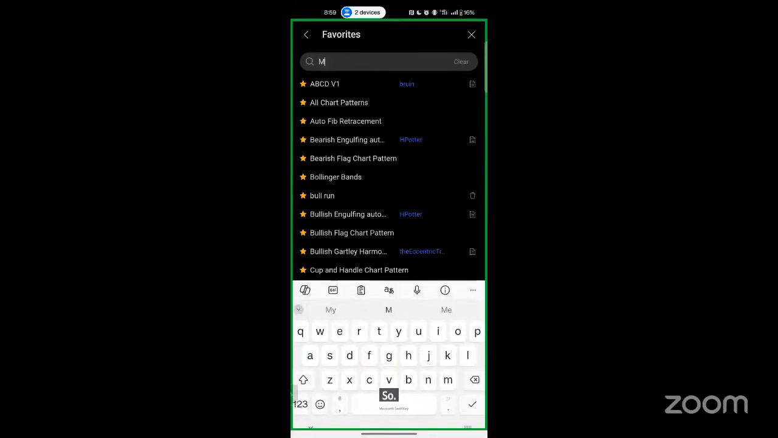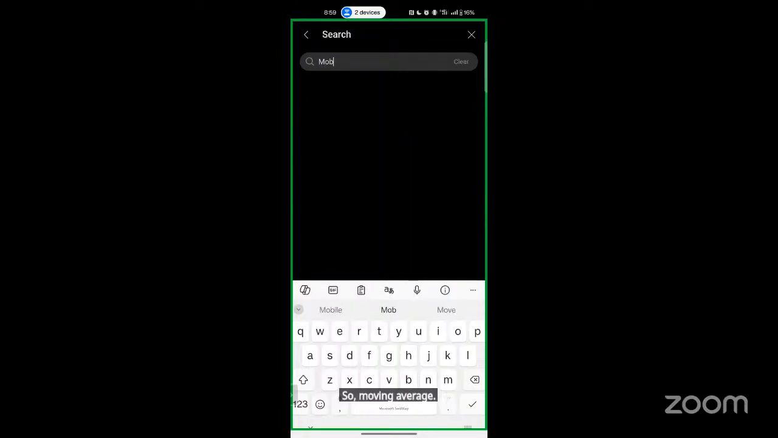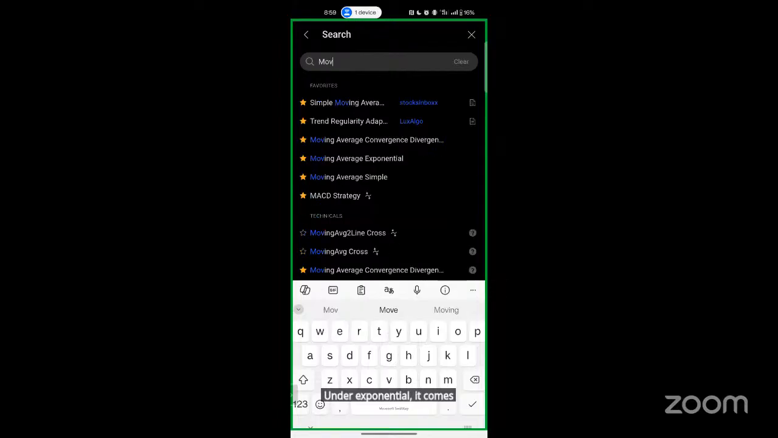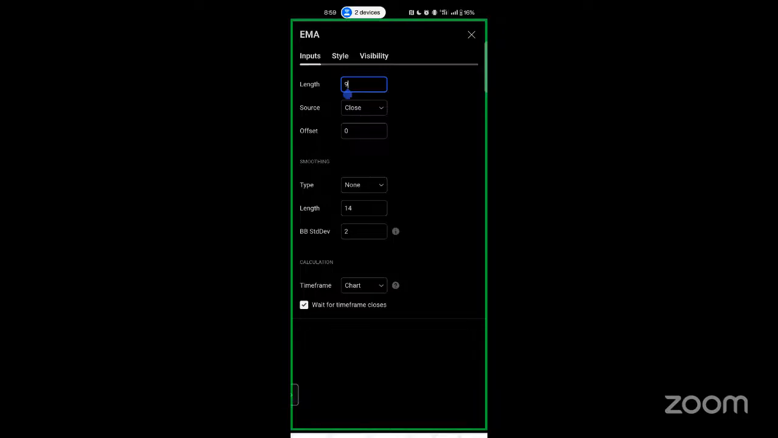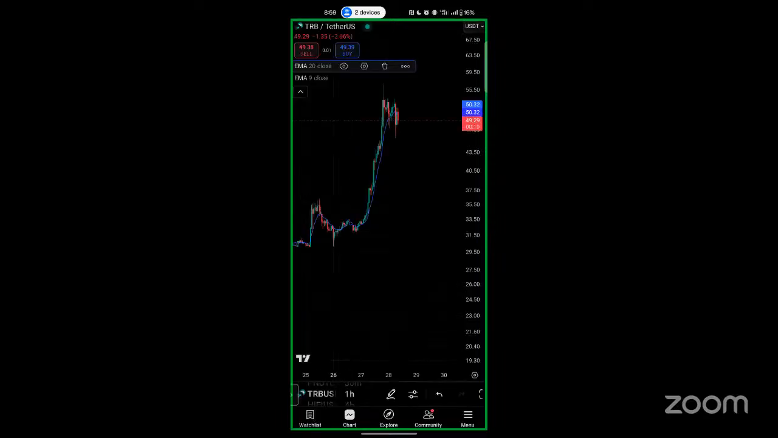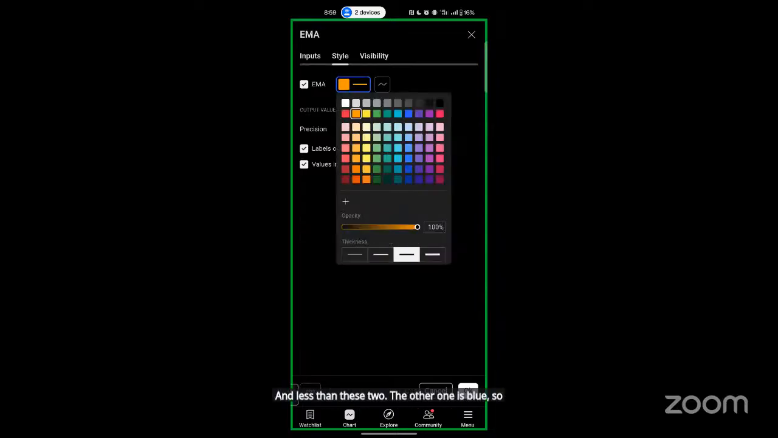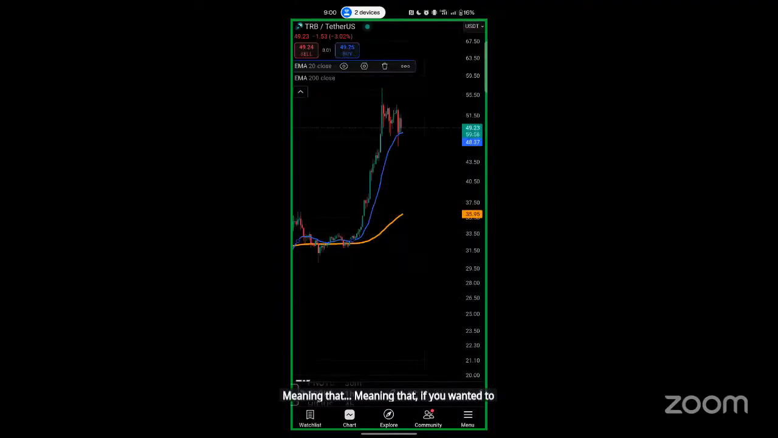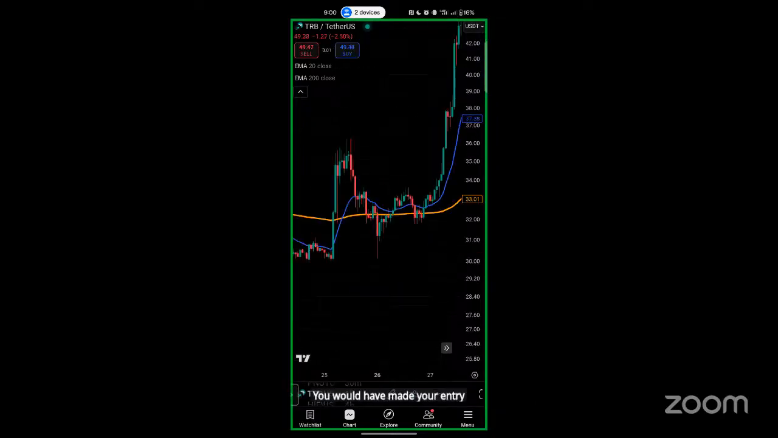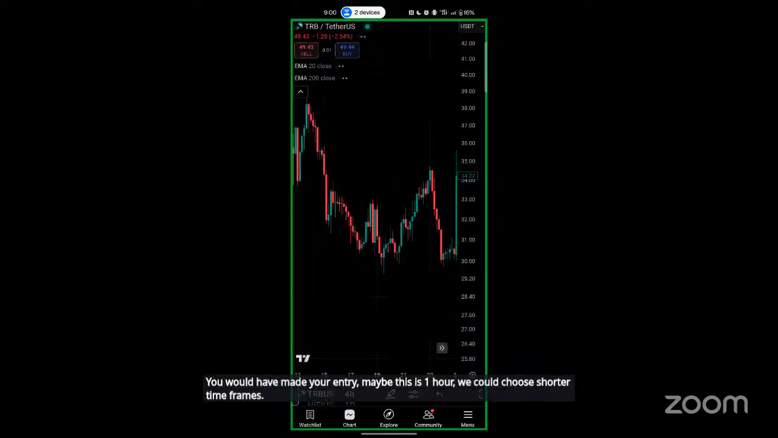So let's apply these for your learning purposes. Moving average, under exponential, it comes in the chart. So let's change this to a 20 moving average. And let's turn this, the other one is blue, so right. So there we go. Meaning that if you wanted to trade this coin, you would have made your entry. Maybe this is 1 hour. We could choose shorter time frames. This is 4 hours now.